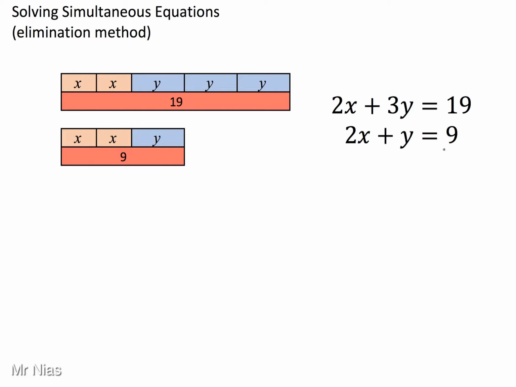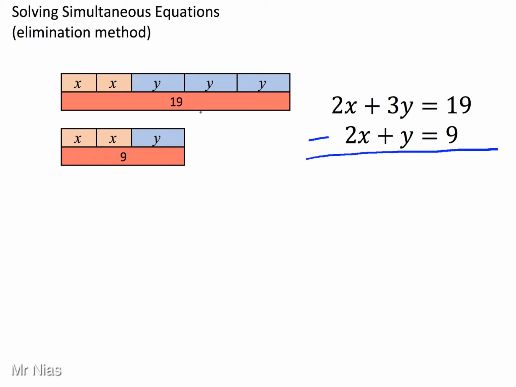My flowchart says, does either variable have the same quantity? Well, yes. There's 2x on this one and 2x on this one. The y's are different because it's 3y and 1y, but the x's are the same. Now I want to know, do they have the same sign? Are they both positive or both negative? They're clearly both positive. So yes, they do have the same sign. So I need to take one equation away from the other.